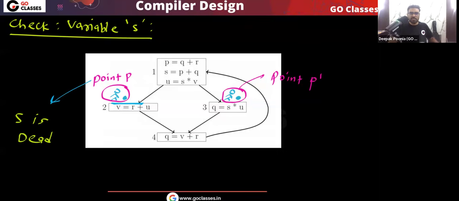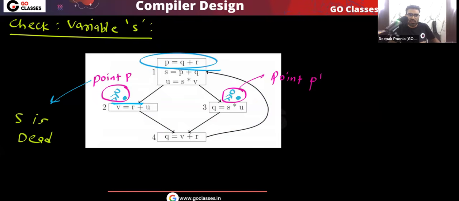S is dead. That's it. Did you understand? See, when you start from point P, is there any path where variable S is used before it is defined? You can see when I start from P, first I will execute this instruction, then this is the only way. Then after that, this is the only way. I will go to the starting of 1. Remember, this arrow means at the beginning of basic block 1.